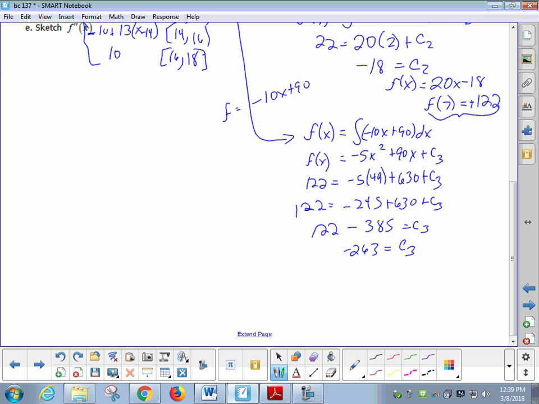Okay, so the next branch is f of x is negative 5x squared plus 90x minus 263. Do you need to try one piece on your own, or you get the idea?